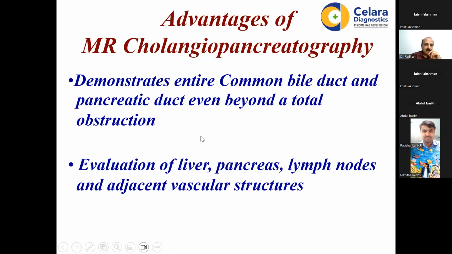So on the MR, as I told you, it demonstrates the common bile duct, the common pancreatic duct, and the take-home message here is the MRCP sequence can visualize the PD or the CBD even proximal to the obstruction. Suppose there is a cholangiocarcinoma, there is a Klatskin tumor at the hilum, it can easily see the intrahepatic biliary radicals because they are dilated and they are filled with bile.